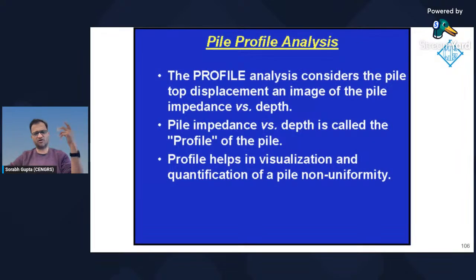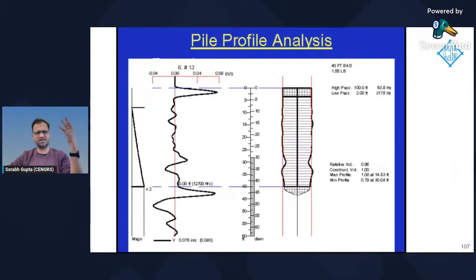The software also has something known as a profile analysis, and I just want to touch upon this very briefly. For some users, looking at these wiggly lines and making sense of them is a bit challenging. So the PITW software gives the option of a profile analysis. What the profile analysis does is it considers the pile top displacement as an image of the pile impedance versus depth. That is known as the profile.